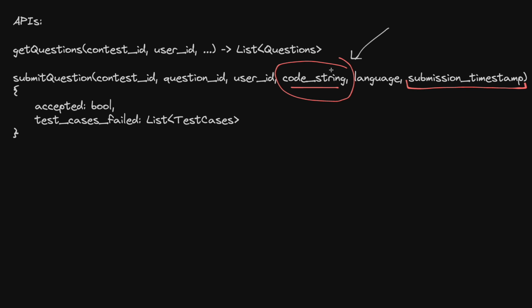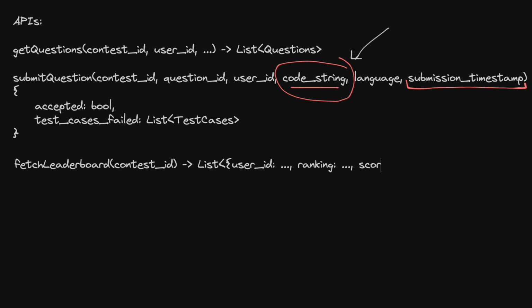Okay, let's see. So that's the submit question. Is there anything else we want to do here? That's probably fine. Let's get back on track. The next thing we probably want is a fetch leaderboard endpoint, which just takes the contest ID and then returns a list of responses, which might have the user ID, their ranking in the leaderboard, and the score they have for that particular contest.